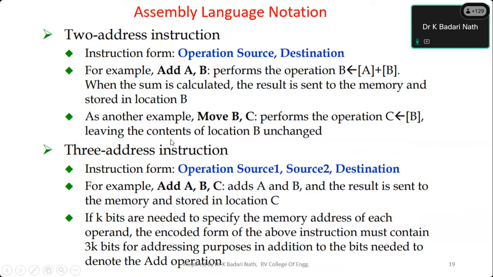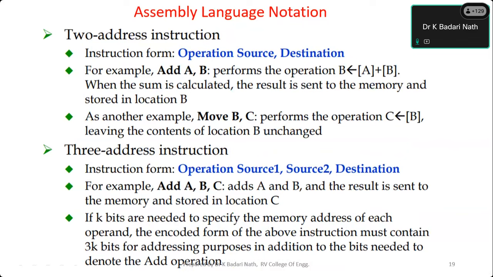Let's understand the three address instruction now. When I say add A, B, C, the instruction contains two source operands that give the data, and it also specifies where the answer is to be stored, the destination. So add the contents of memory location A to the contents of B, and whatever total you get, store it in the memory location called C. Here, all three are explicitly specified in the instruction.